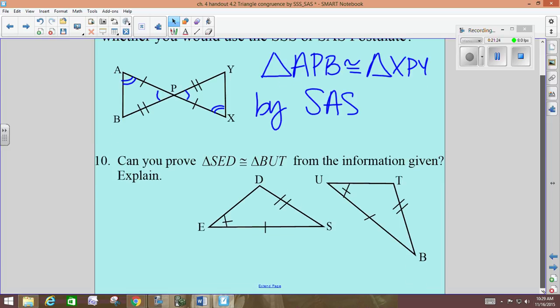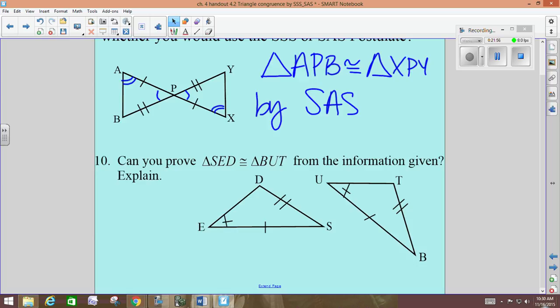All right, last one, number 10. Kilgore, Riley. Can you prove that triangle SED is congruent to triangle BUT from the information given? Remember, you only have two ways to prove triangles congruent. It's either going to be side, side, side, or it's going to be side, angle, side. Why not? Good. It's definitely not side, side, side, because we don't have the third side.